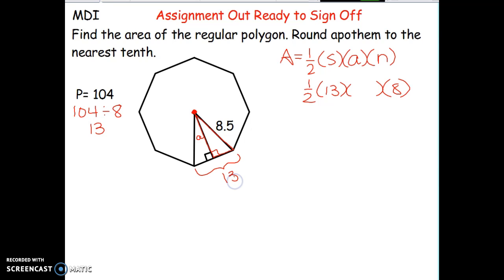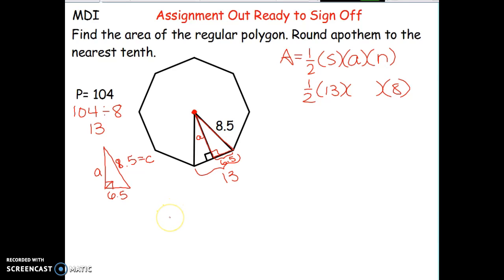So if we know that the whole side length is 13, we only need this portion to help us find the apothem. So we're going to take that 13 and cut it in half. So we know that this length is 6.5 right here. So now we've got this smaller triangle where we've got 6.5 here, our apothem here, and 8.5 off to the side. So remember, if we turn this corner into an arrow, it points at our hypotenuse, which is always going to be C, because we're going to need to use the Pythagorean theorem.